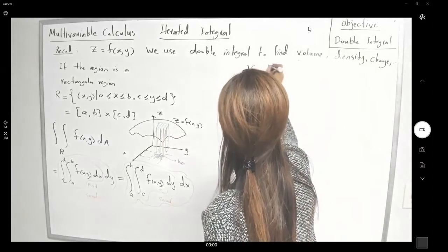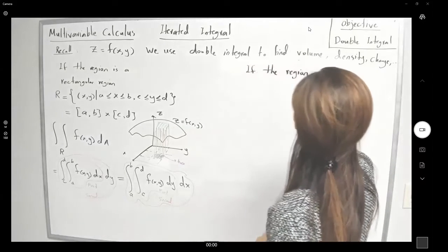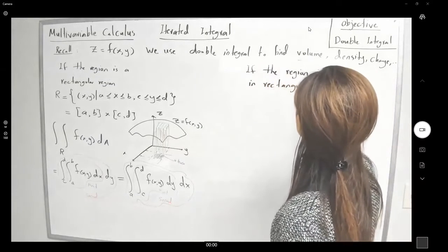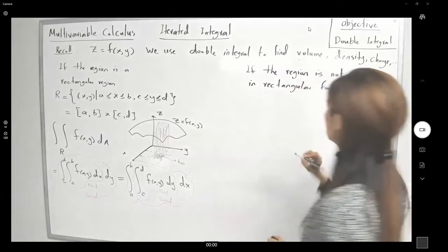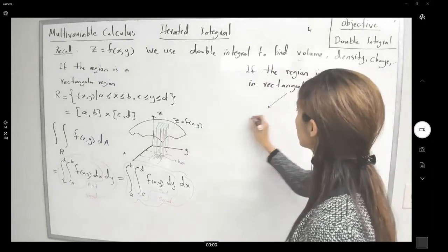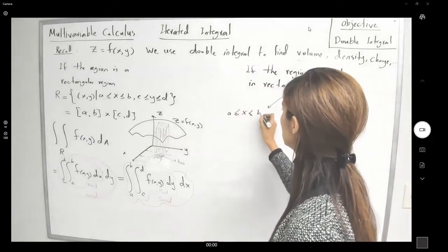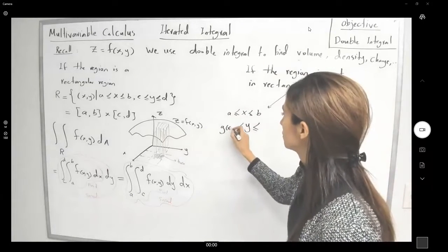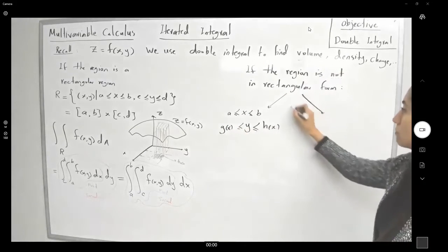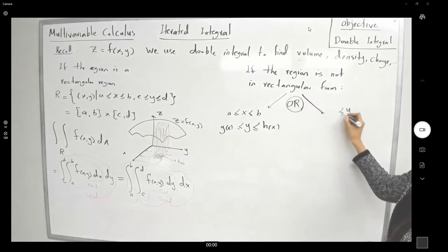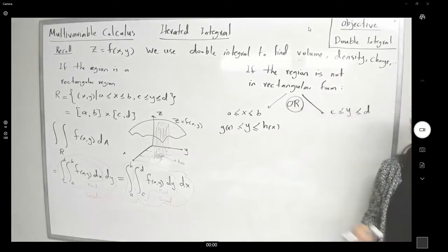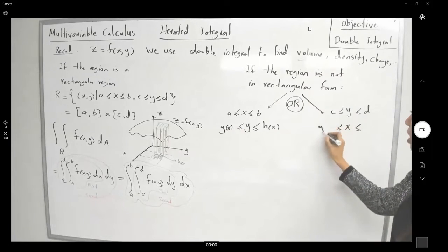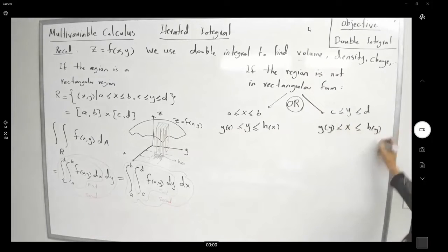If the region is not in rectangular form, it might be either the case that your x is bounded between a and b, but your y is bounded between two functions, g(x), h(x), or your y is bounded between two fixed values, c and d, and your x is bounded between two functions, g of y, h of y.